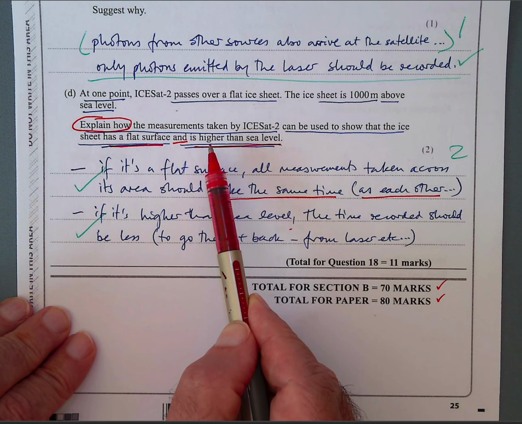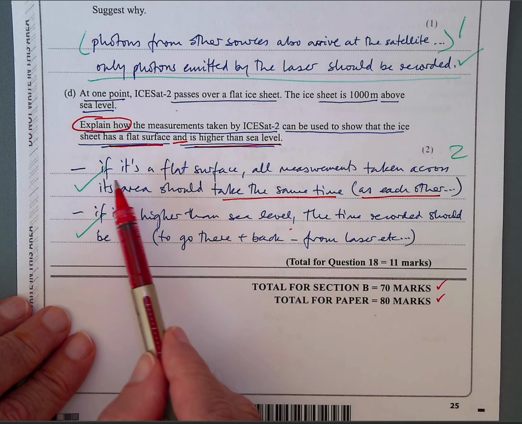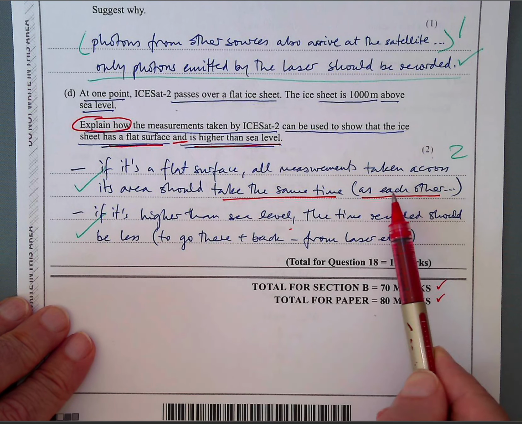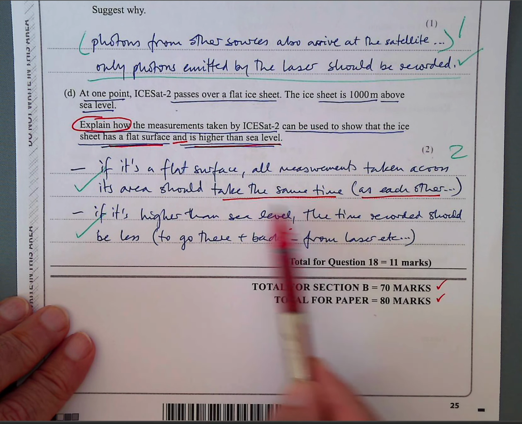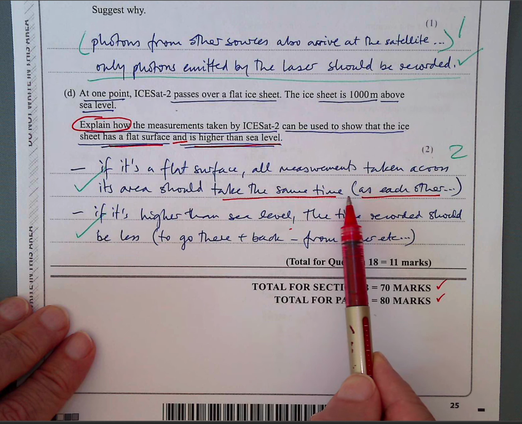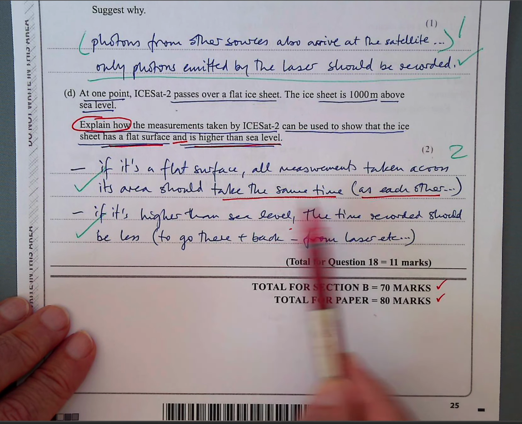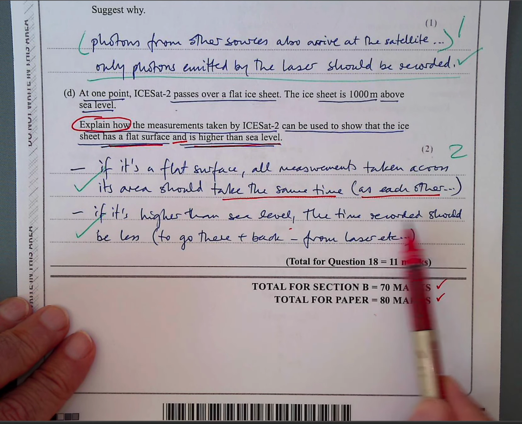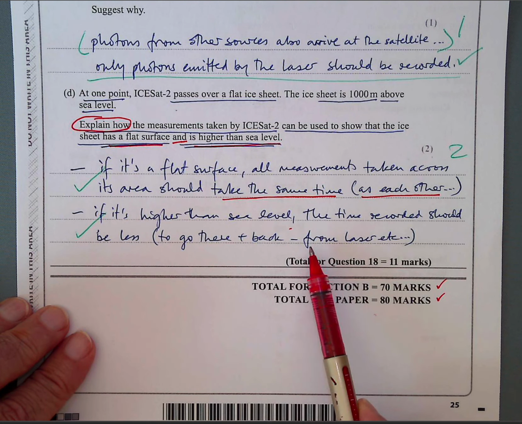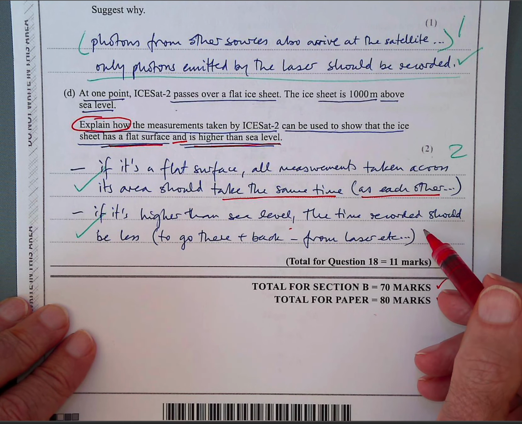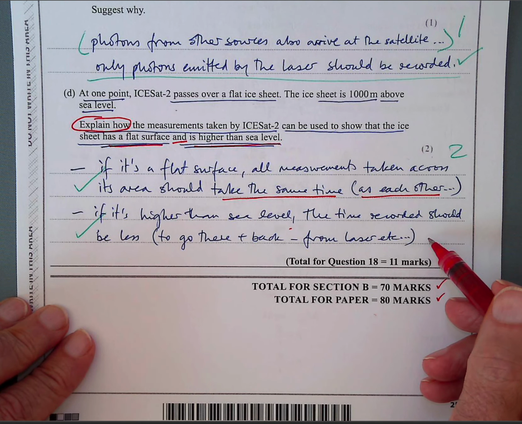If it's a flat surface, all measurements taken across its area should take the same time as you're scanning the full area. If you go from one end to the other, because it's flat, the time taken should be identical from the beginning of the flat sheet to the end and in the middle as well. Secondly, how do you know it's higher than sea level? If it's higher than sea level, the time recorded to go there and back from the laser should be less compared to something at sea level. That's assuming they knew the time it takes from sea level. So that's how you get the final mark.